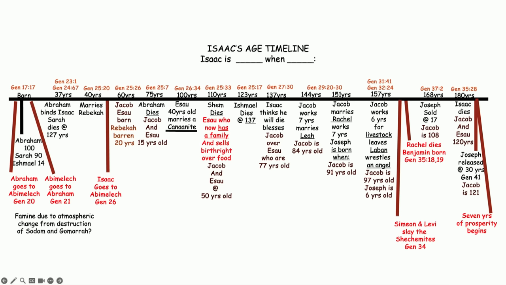Look at this. Shem dies and he sells the birthright over food. They were 50 years old. The question is, who's going to get the blessing of the priesthood from Shem? He's Melchizedek. Shem was Melchizedek, in case you didn't know. Melchizedek just means king of righteousness. He was also known as the king of Salem, which was Jerusalem. Shem was the king in Jerusalem, and it was Shem who was Melchizedek.